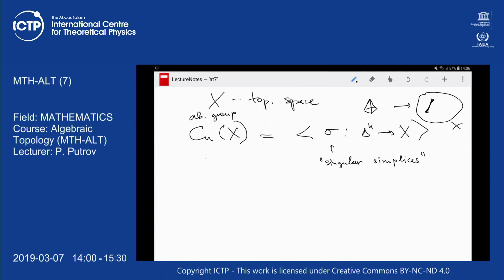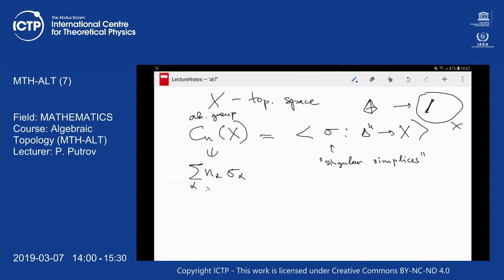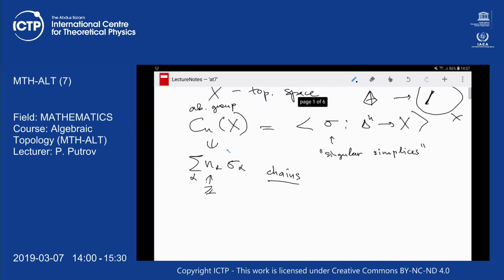The other terminology is the following. An arbitrary element of such a space can, by definition, be written as an arbitrary linear combination of maps, where the coefficients are integers. Such elements are called chains. Elements of Cn of X are chains.